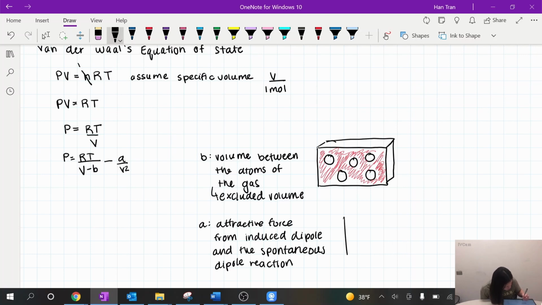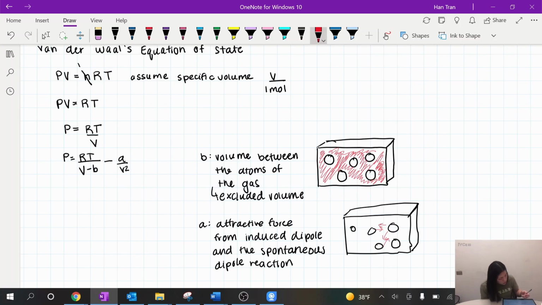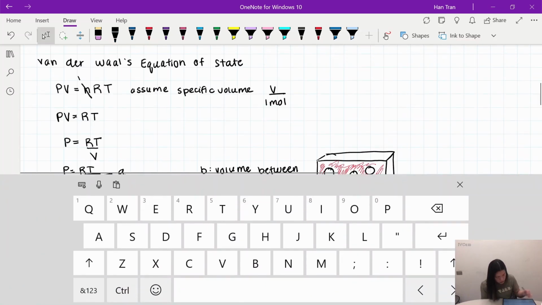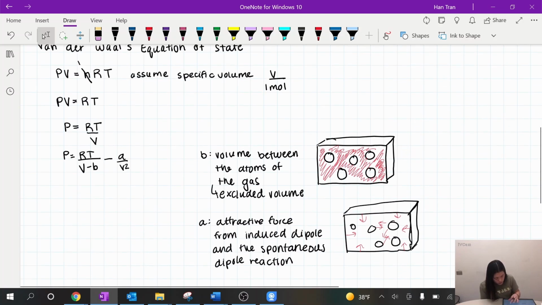So again, if we have a closed container and we have all these gas molecules inside, what happens is they get pulled towards one another, and as they are pulled towards one another, they're being pulled away from the edges of the container. As they're pulled away from the container, the pressure is going to decrease because they're no longer bouncing off the edges of the container, because they're being pulled inwards. So that's why it is a subtractive parameter. That means it is being subtracted from the actual total. So this is the van der Waals equation of state.